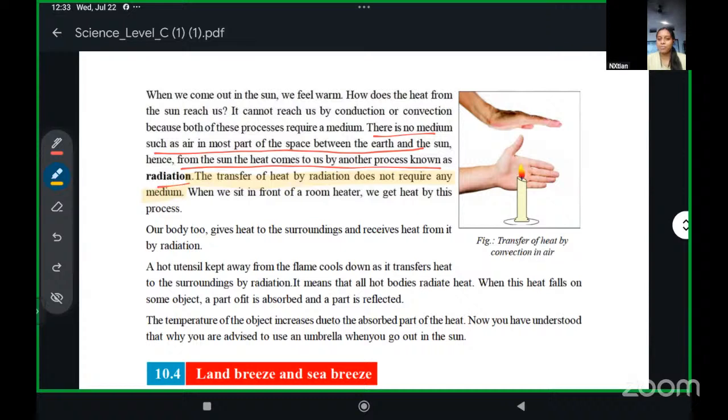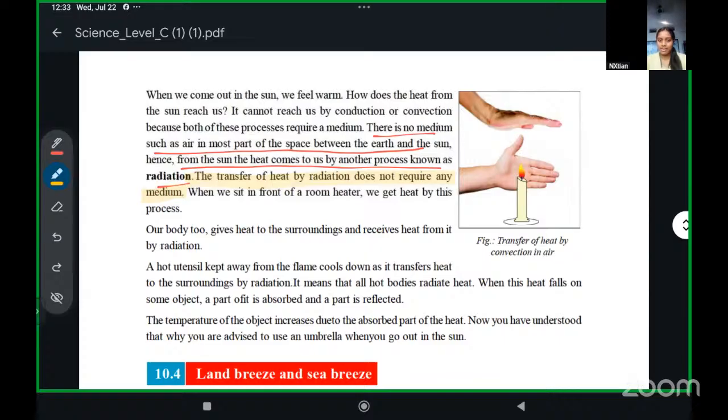When you are sitting in front of a heater, from the heater directly the warmth will come to you, right? From the heater, you will directly feel the warmth. That is also an example of radiation. So three methods of heat transfer you have to prepare: conduction, convection, radiation.